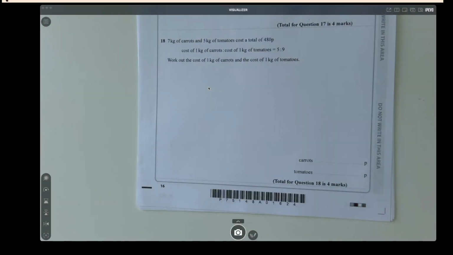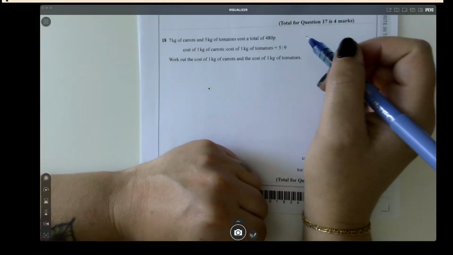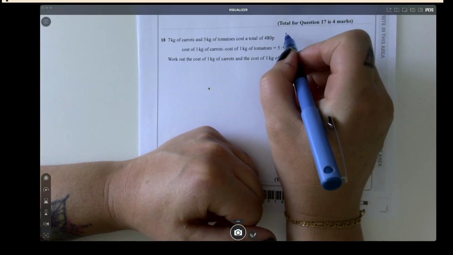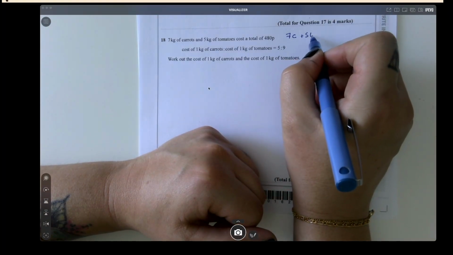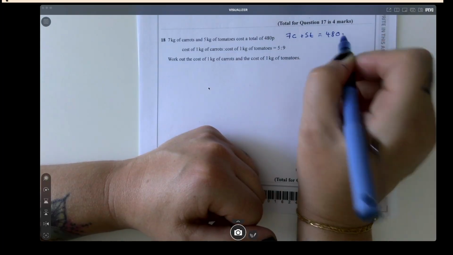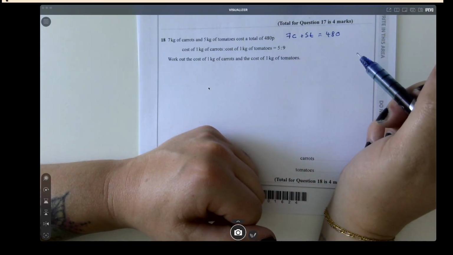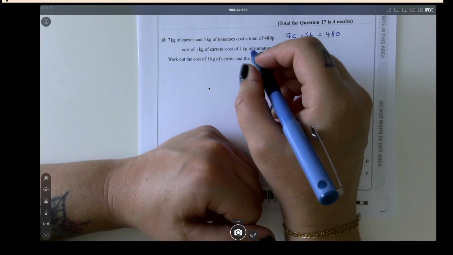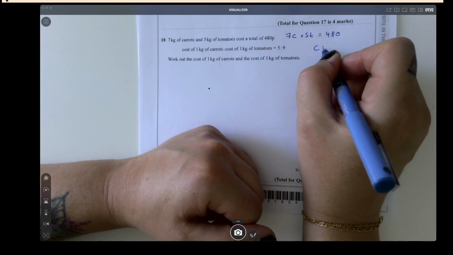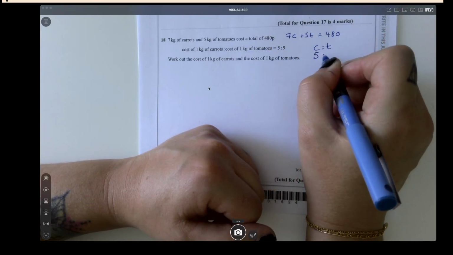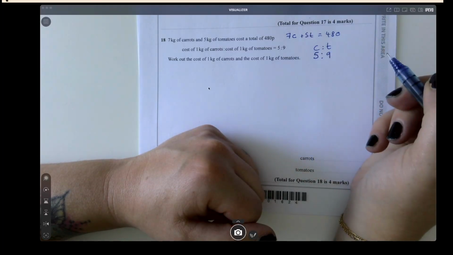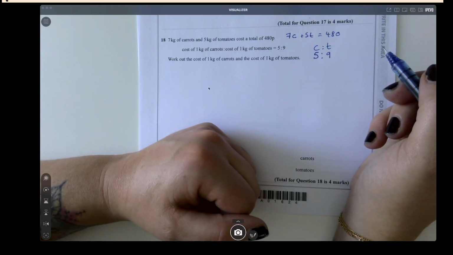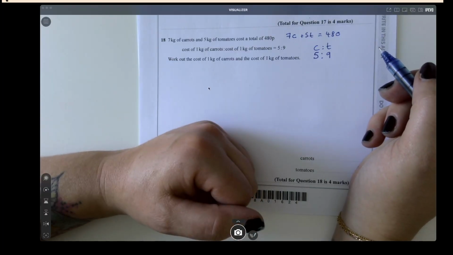Question 18. 7 kilograms of carrots and 5 kilograms of tomatoes cost a total of 480 pence. So 7 lots of carrots plus 5 lots of tomatoes is 480. The cost of 1 kilogram of carrots to the cost of 1 kilogram of tomatoes, carrots to tomatoes, sorry, is in the ratio 5 to 9. Work out the cost of 1 kilogram of carrots and the cost of 1 kilogram of tomatoes.